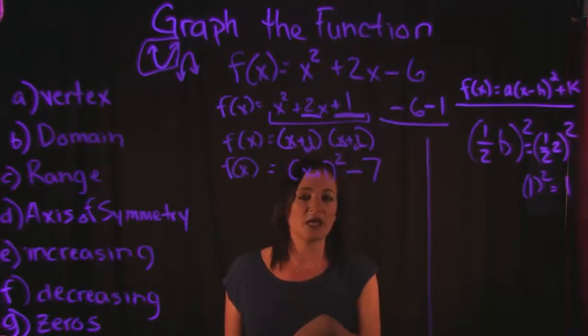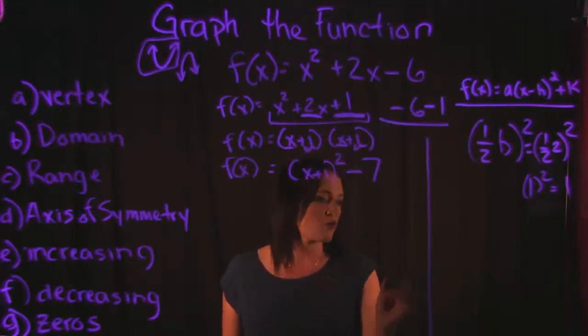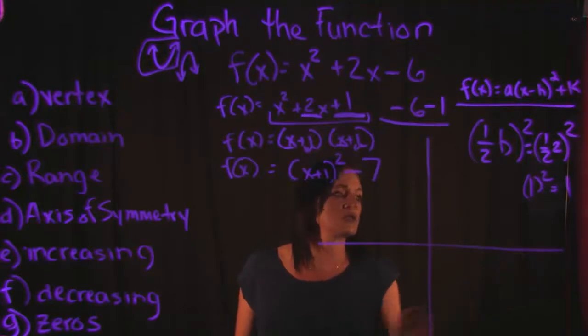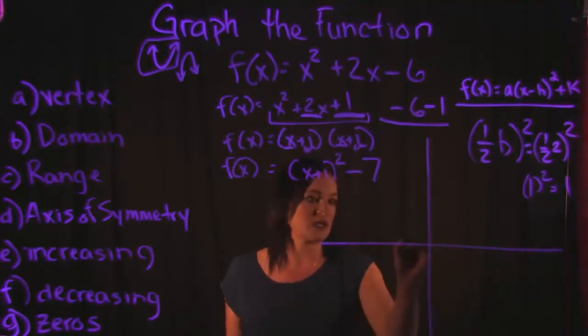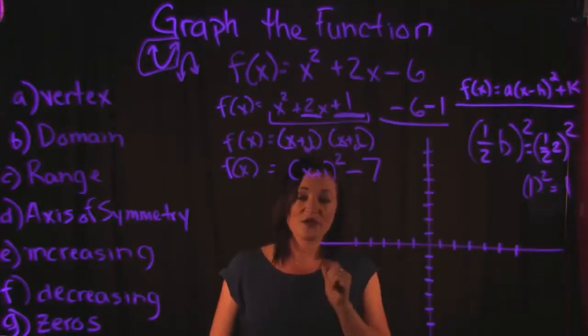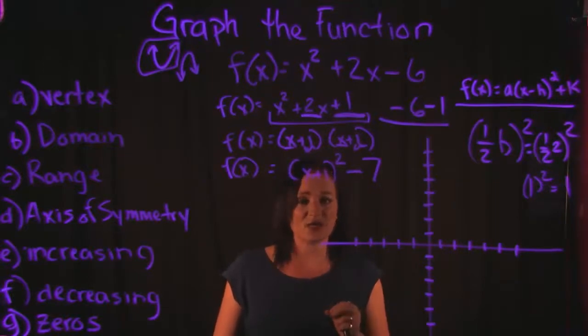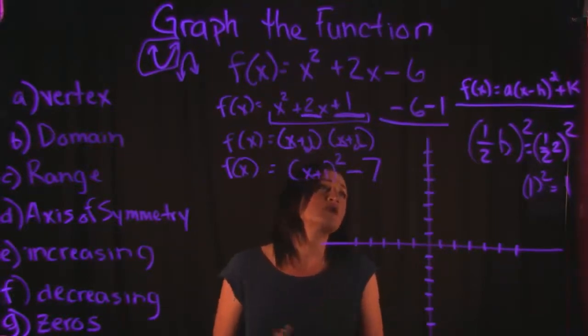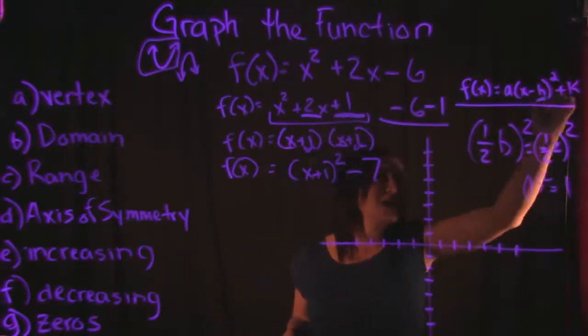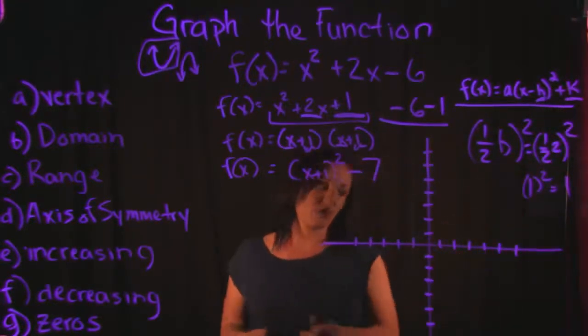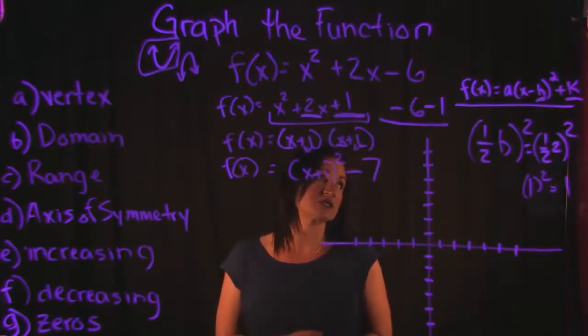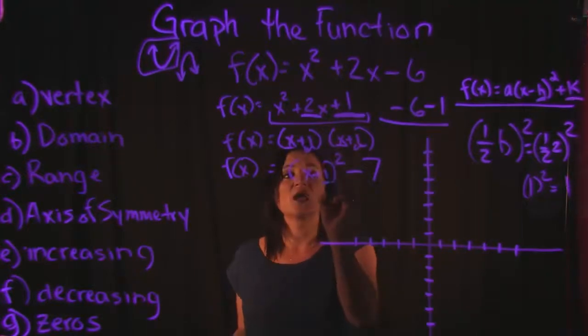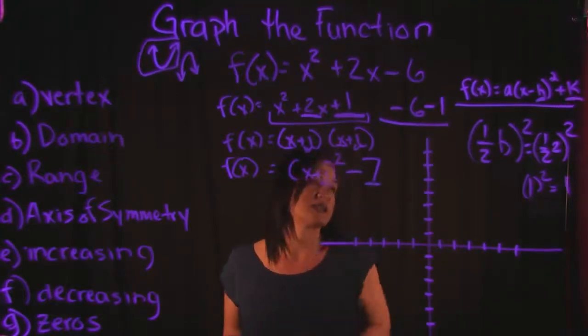So give me a little bit here. I'm going to graph this out. So let's see. Let's hope that I have enough space here. The first thing I'm going to graph for this is the vertex. Remember that the vertex is your h, k in your formula. So that is what the vertex equals, the h and the k, which is this 1 and this minus 7.